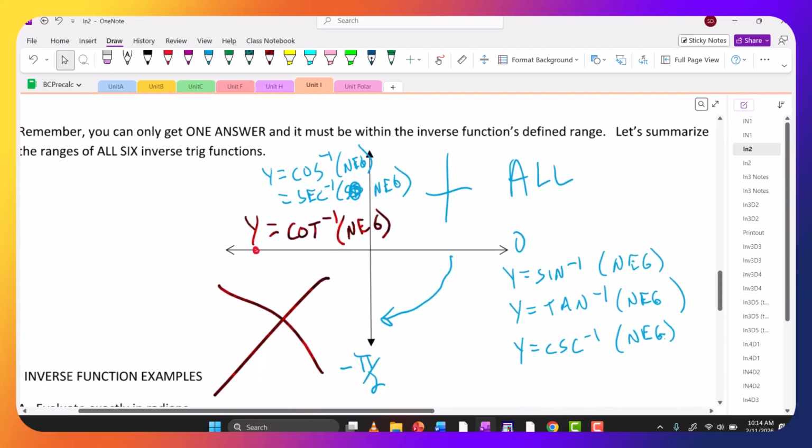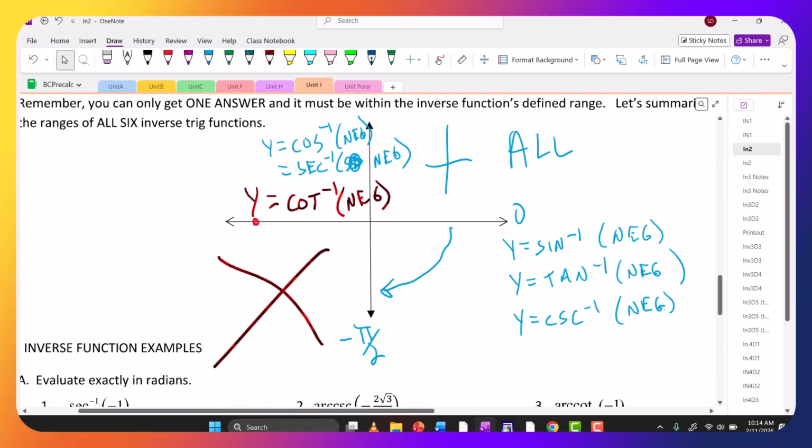Then go to this page and notice how I color-coded cotan. Cotan's the only one that does not play nice, because cotan and tan do not have the same restrictions, and that's going to be tough for your brain, all right? But cosine and secant are the same. Sine and cosecant have the same restrictions. So that's good, and that's intuitive. That would make sense to me, as far as doing this.